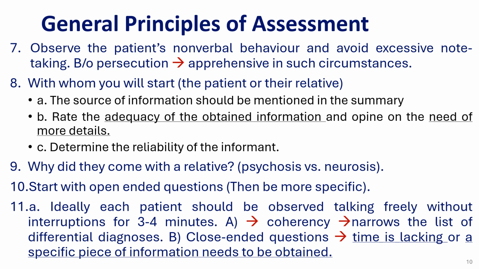The next point is with whom you will start the interview, the patient or the relative. If both are informants, or only one is, the source of information should be mentioned in the summary. And rate the adequacy of the obtained information: whether it is adequate enough to make a diagnosis or management plan, and if needed, opine on the need for more details in further sessions. Determine the reliability of the informant. How reliable is the informant? We will discuss this later in the next slides.